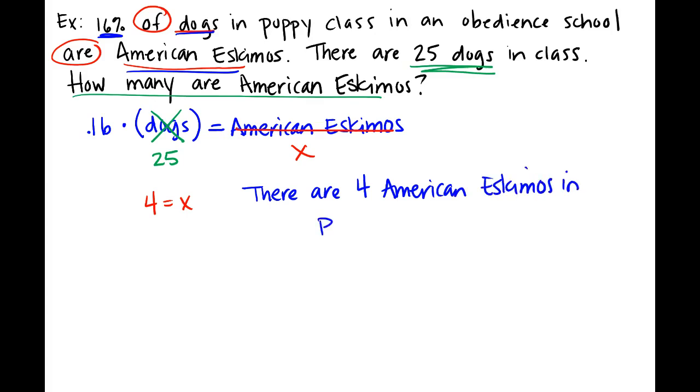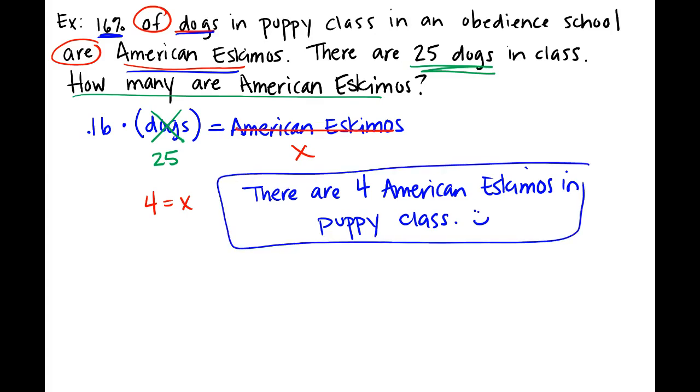You can tell I did not write this question because it's about puppies instead of kittens. I grabbed it from your book. But it's still cute because they're puppies. All right, so that's our answer there. 4 American Eskimos in the puppy class.